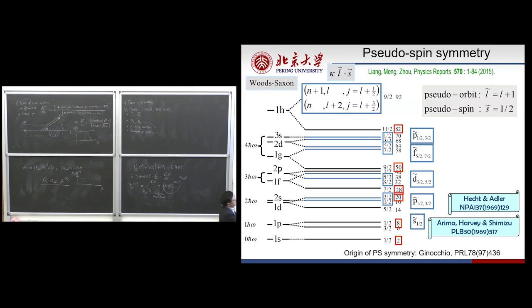And because we need 28, this 1f should split into 1f7/2 and 1f5/2 here, so that we have 28 here. And then for the magic number 50, we should have 1g split into 1g9/2 and 1g7/2 here. In such a way, we have the magic number 50 here. Everybody is celebrating the successful reproduction of the magic numbers. But these two groups, they are different.